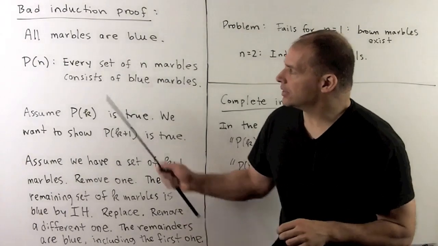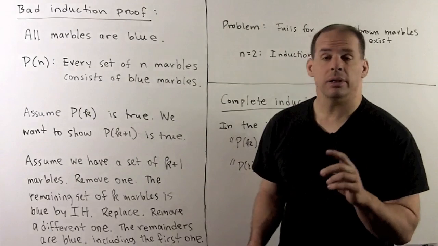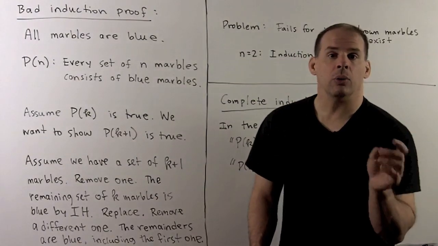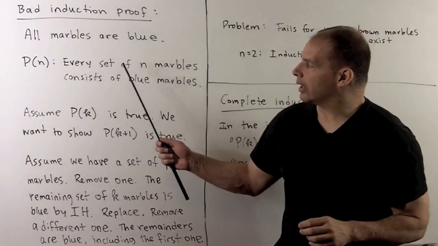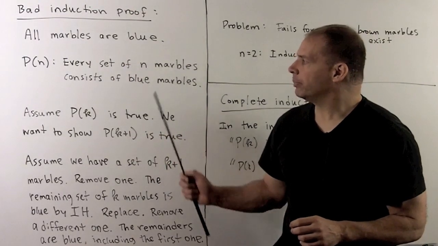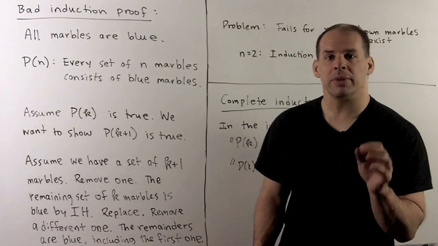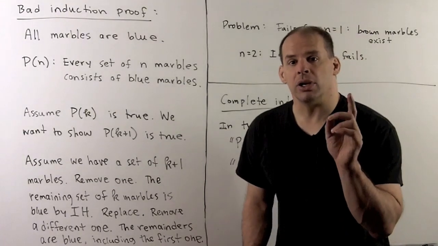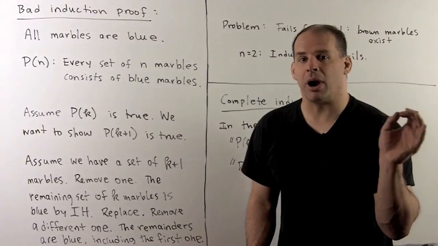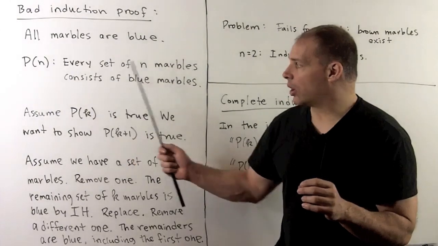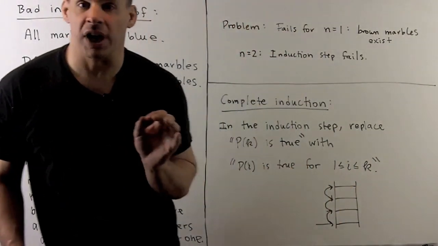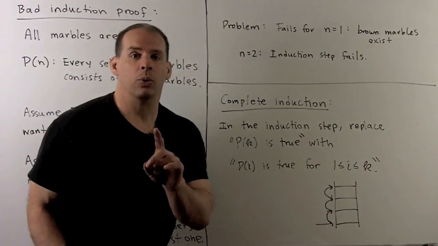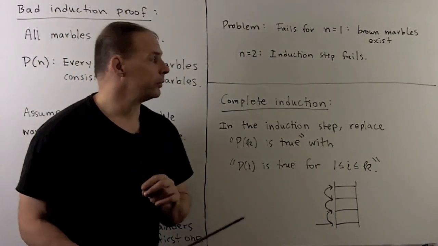Now, this statement's clearly false, so what's going wrong? Well, we didn't show a base case, and we note, okay, if I want every set of one marble to consist of blue marbles, that's going to be false. So we know that there exists out there somewhere a brown marble, so this is not going to hold. It's also worth noting, if you check the argument, it'll fail when n is equal to 2.